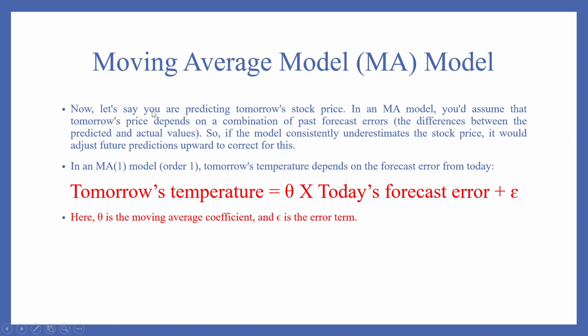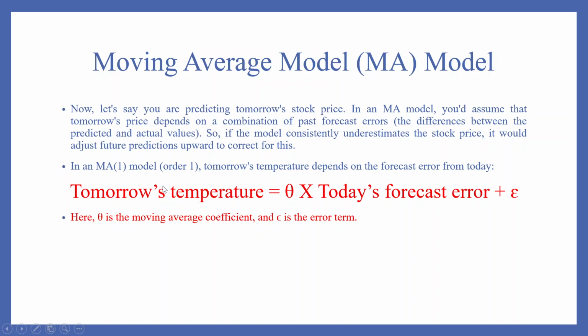Moving average models. Now let's say you are predicting tomorrow's stock price. In an MA model, you assume that tomorrow's price depends on a combination of past forecast errors, the differences between the predicted and actual values. So if the model consistently underestimates the stock price, it would adjust the future predictions upward to correct for this.